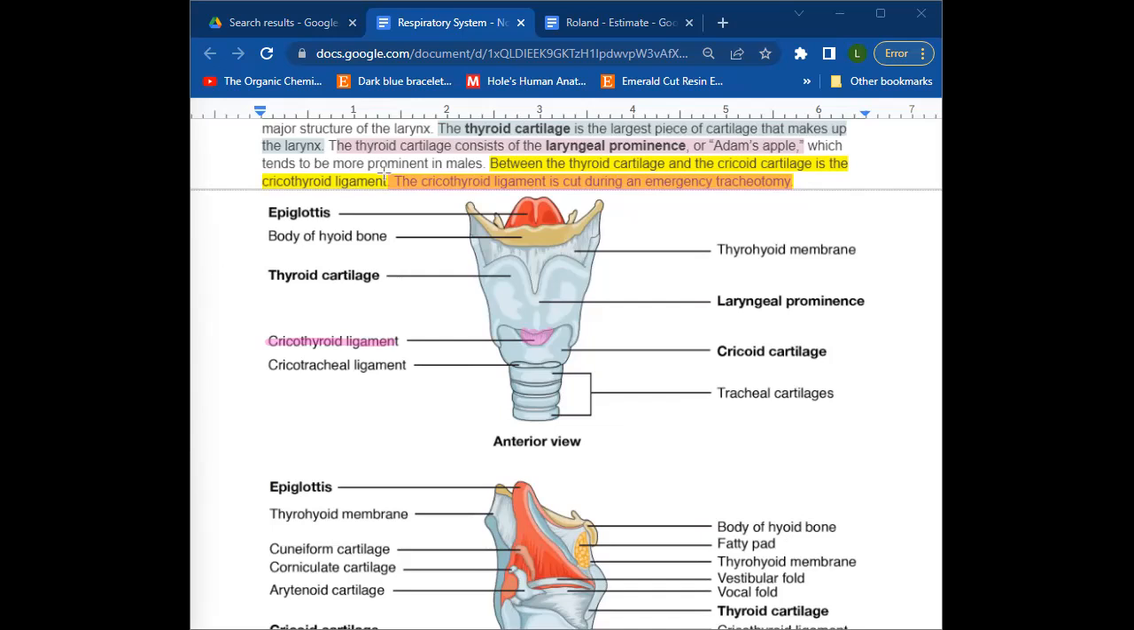Okay, and so basically that would be necessary if there was an object blocking somebody's airway up here, and then the air can't get down past the object. So we can make an incision right at this ligament and then use that to insert an endotracheal tube.